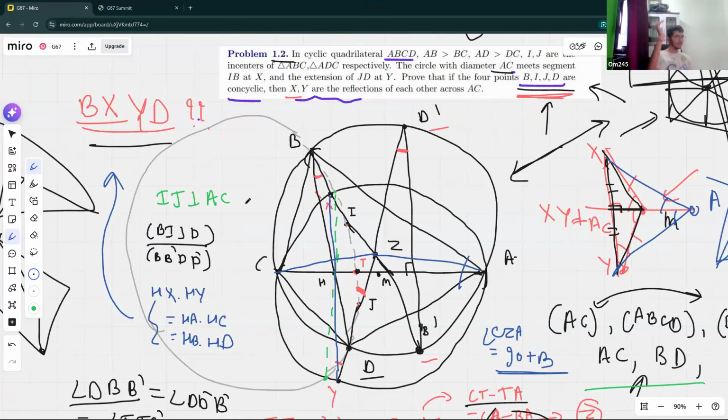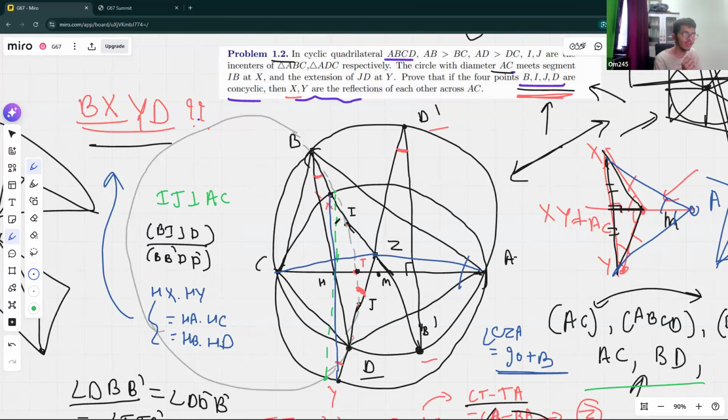Yeah, that's actually a great proof. I'm just confused. Can you explain one more time why X and Z being isogonal conjugates finishes the proof?